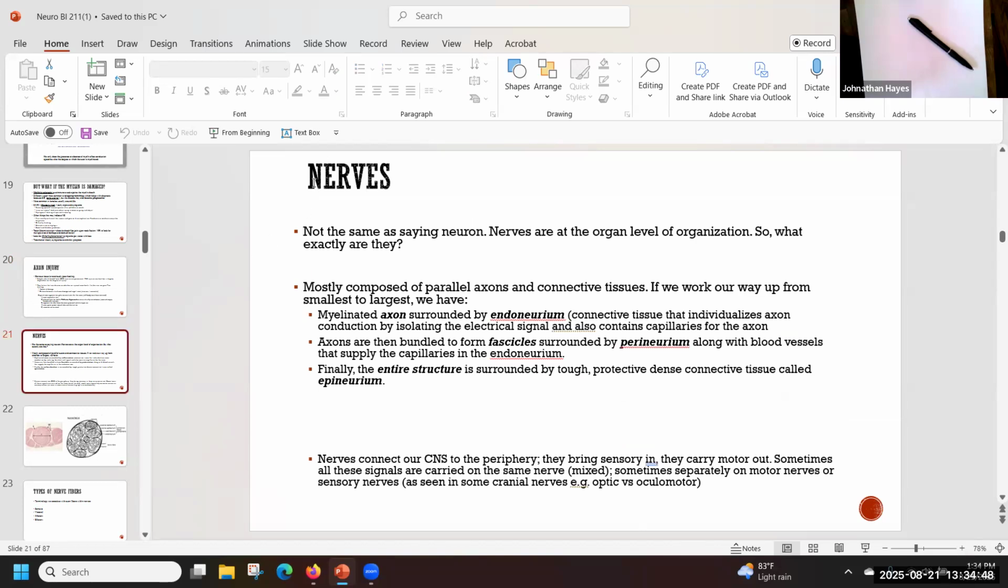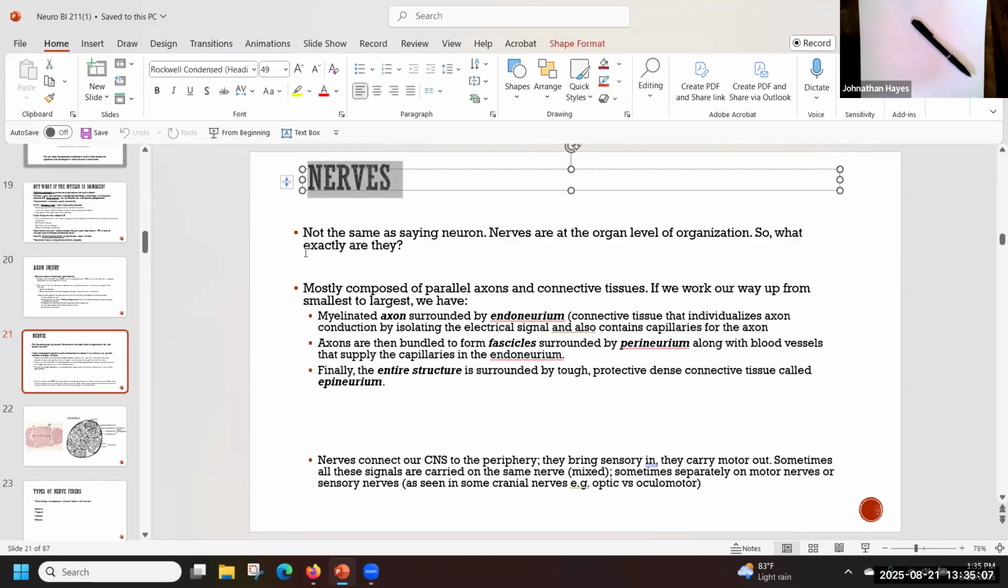This is a basic concept. I don't want to spend too much time on this one. Nerves and neurons are not the same. Even though I make the exact same mistake, I'll sometimes say nerve when I mean to say neuron. A nerve's an organ. It's something we can see with the naked eye. It's made up of thousands of axons, and those axons are surrounded by a sheath. And then there's another sheath, and so on and so forth.